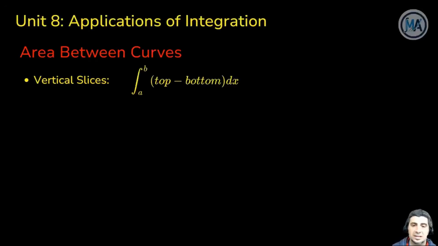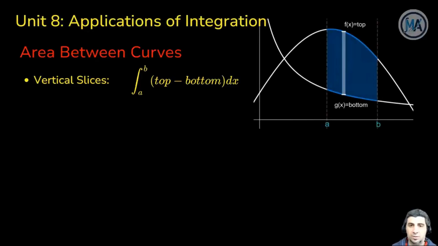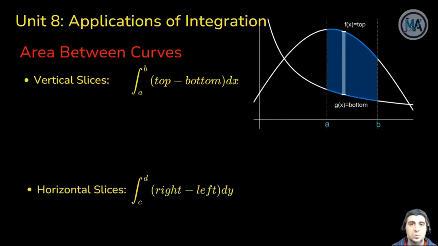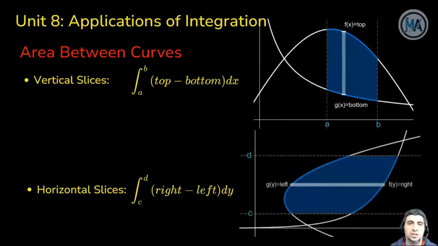The next big idea that you need to understand is area between curves. There are two ways you need to think about this. First is vertical slices. This is when you integrate from A to B, the top curve minus the bottom curve. The second way is with horizontal slices, and this is when you integrate from right to left in terms of y. This is where slicing the region horizontally is going to be more beneficial. You always subtract in these situations, and it's either going to be top minus bottom or right minus left.